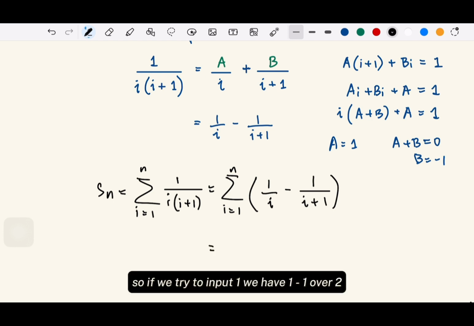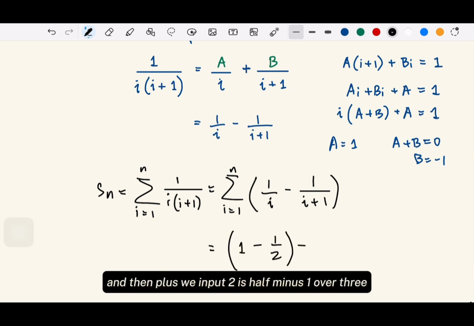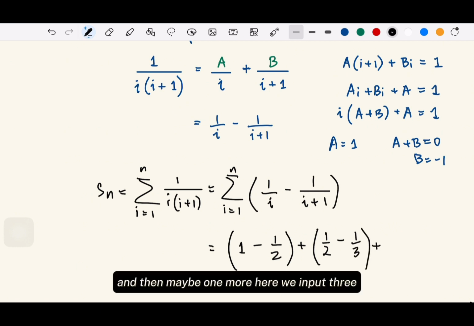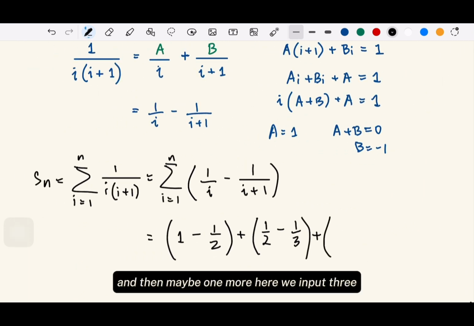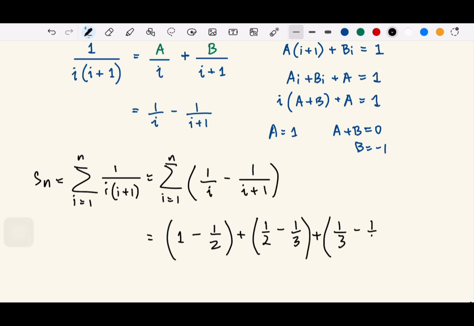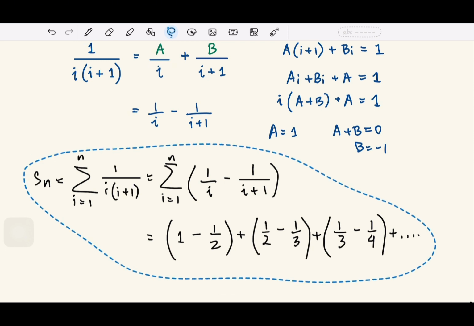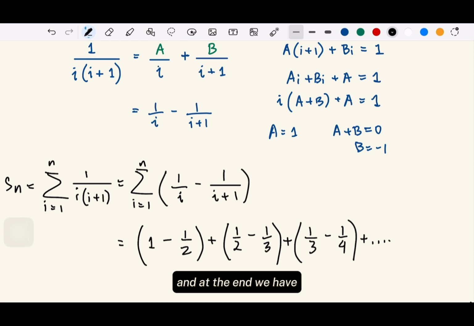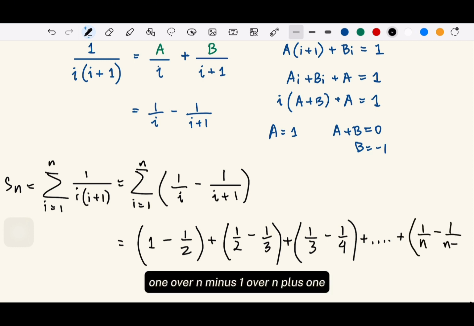If we try to input 1, we have 1 minus 1 over 2, and then plus, we input 2, it's 1 over 2 minus 1 over 3. And then maybe one more here, we input 3. And we add until n. And at the end, we have 1 over n minus 1 over n plus 1.